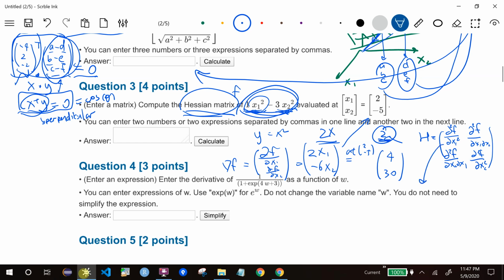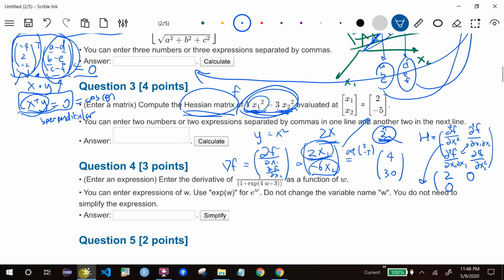Let's do the first one. Differentiating once is 2x1, so differentiating twice would be just 2. Differentiating with respect to x1 and then with respect to x2: this expression differentiated with respect to x2 is 0. Similarly, the first derivative with respect to x2 is this expression, and then you differentiate again with respect to x1, which is also 0. For most of the continuous functions that we will see in this course, these two values are the same.